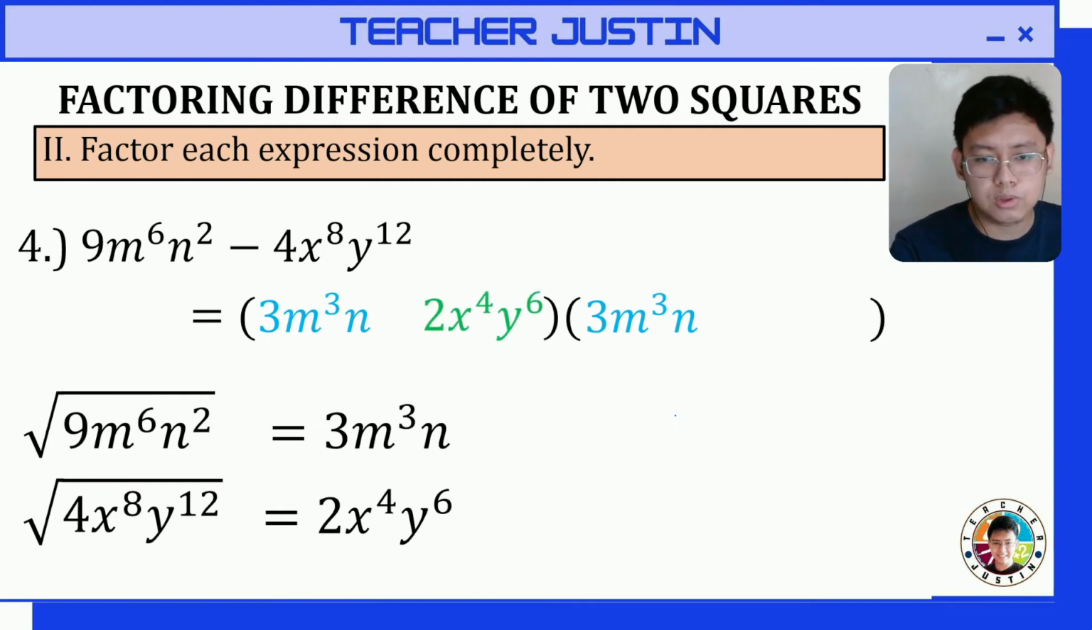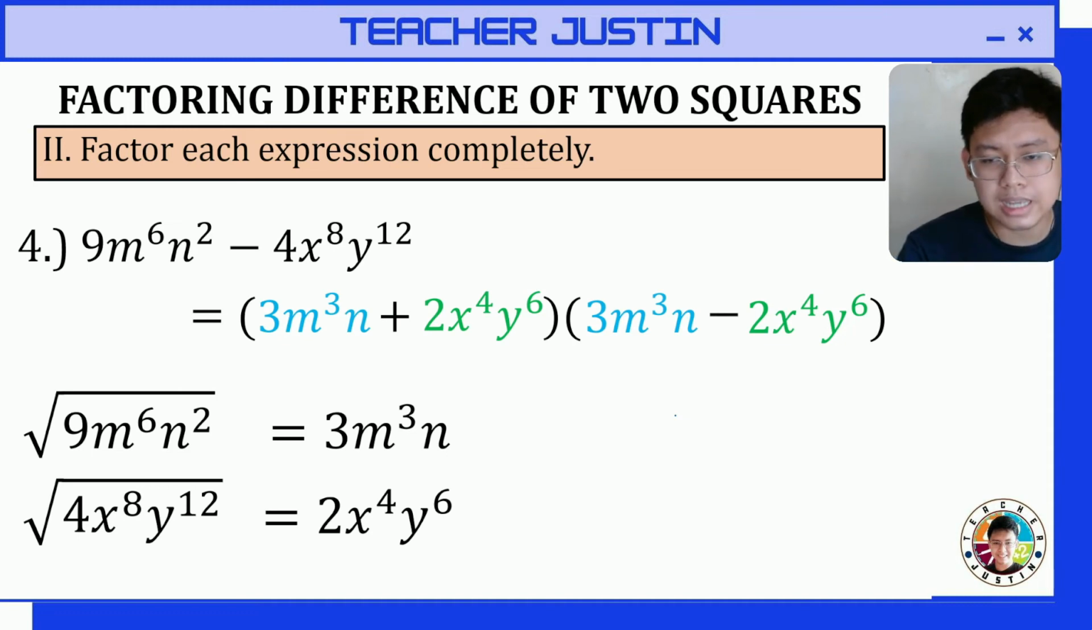So, we have 2x raised to 4, y raised to 6 in the first group, and ganun din sa last group. And our last step will be having addition symbol sa first group natin and subtraction symbol naman sa second group. And that's it. That will be the factor of our polynomial.